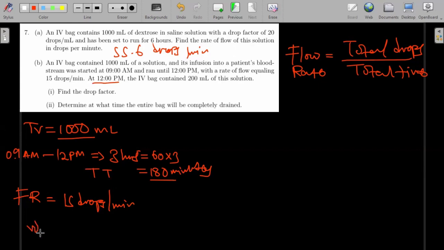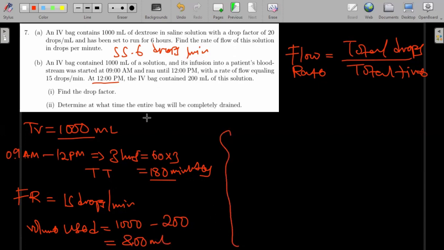So volume used is equal to the total volume that we had at the start, which is 1,000, minus the one that has remained after 3 hours have passed and we are at 12 p.m. So that is 200. So the volume used here is just 800 milliliters. Now what are we calculating? They're saying find the drop factor. The drop factor is equal to the total number of drops divided by the volume used.